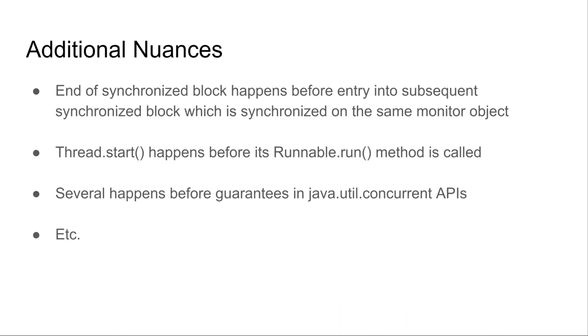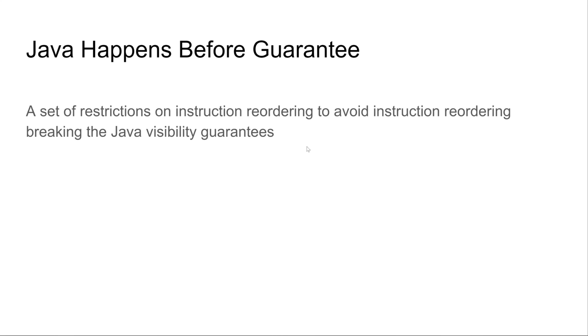There are additional nuances to the Java happens before guarantee, some of which I have listed in this slide. However, rather than listing every single guarantee throughout all the Java APIs, I will just summarize it with the definition I had in the beginning: the Java happens before guarantees are all sets of restrictions on instruction reordering to avoid instruction reordering breaking the Java visibility guarantees in various ways. So the Java happens before guarantees exist in order to make sure that communication between threads works correctly.